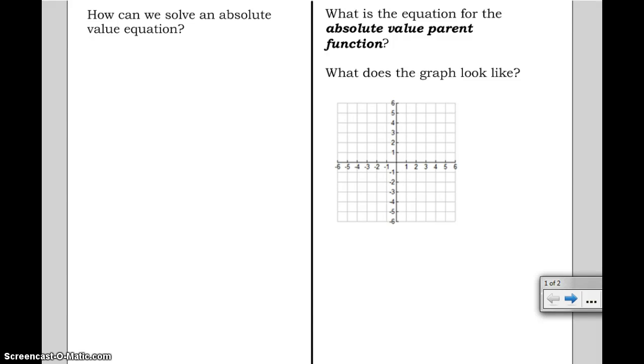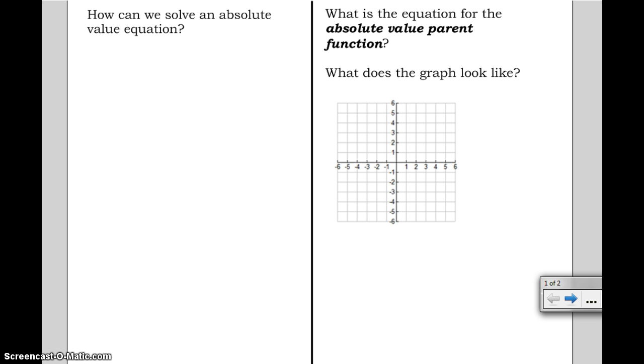This is your quick review of absolute value equations and inequalities. We have done both. We have graphed an absolute value equation on a two-dimensional coordinate plane, and we've also graphed and solved absolute value equations on a one-dimensional linear graph as well. So we're going to do both.